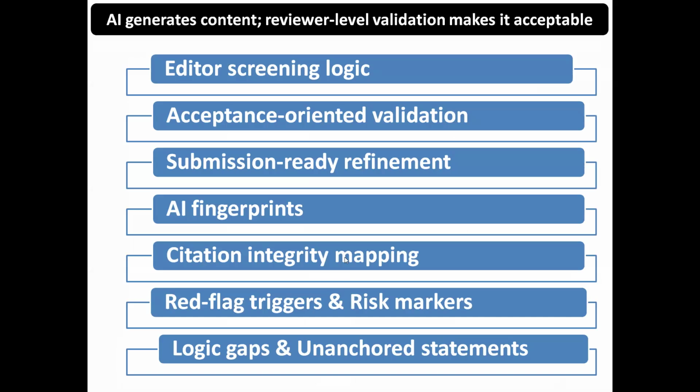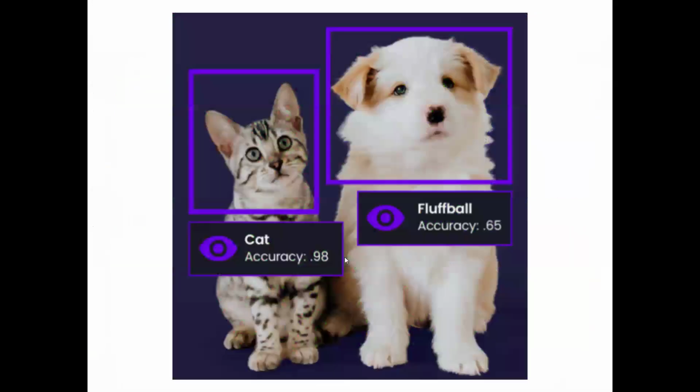Now AI is generating the content, and what should be our next step? Editor screening logic, acceptance-oriented validation, these things should be applied. Citation integrity mapping, red flag triggers. Which are the red flags? So you can see this one is an image. I will show you in the demo also, but only a few slides I have prepared for your understanding.